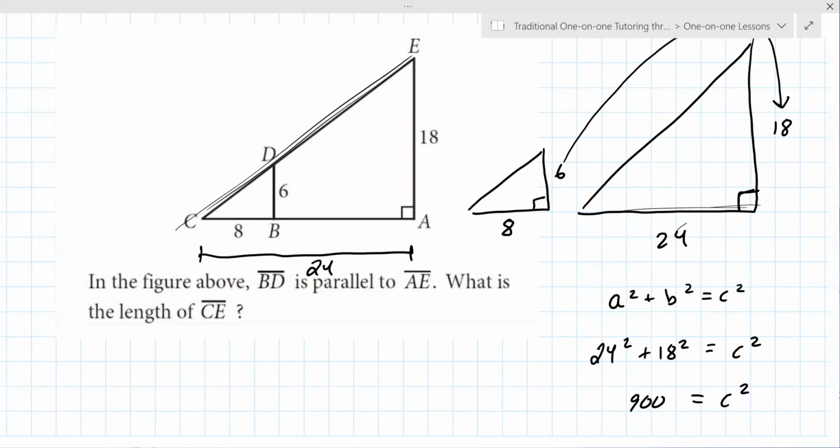Okay, let me see if I can find one more like this. It does not look like I have one really quick. Okay, we'll do a quick circle problem.